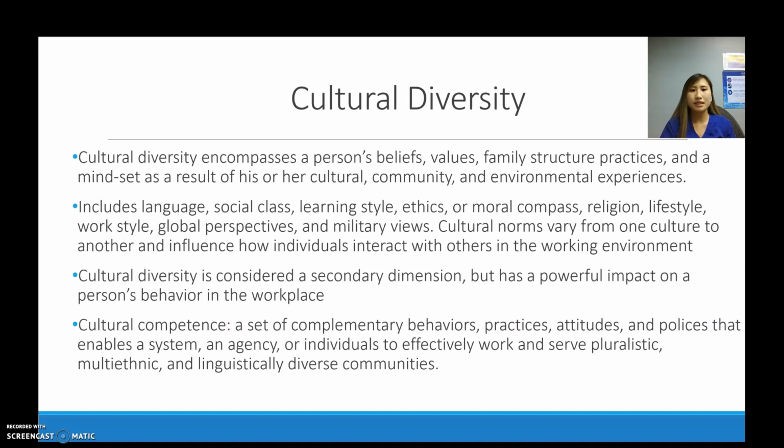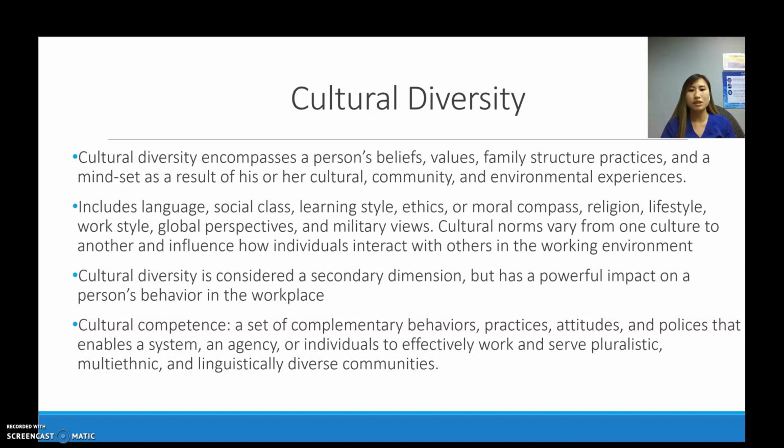Cultural diversity encompasses a person's beliefs, values, family structure, practices, and mindset as a result of his or her cultural community and environmental experiences. This includes language, social class, learning style, ethics or moral compass, religion, lifestyle, work style, global perspectives, and military views. Cultural norms vary from one culture to another and influence how individuals interact with others in the working environment. Cultural diversity is considered a secondary dimension but has a powerful impact on a person's behavior in the workplace.